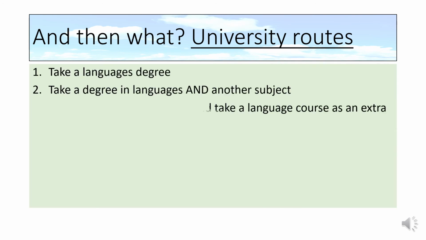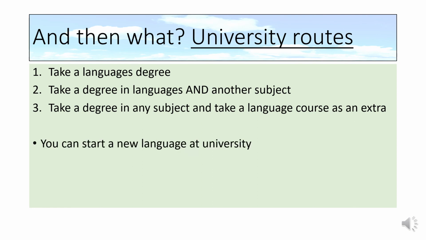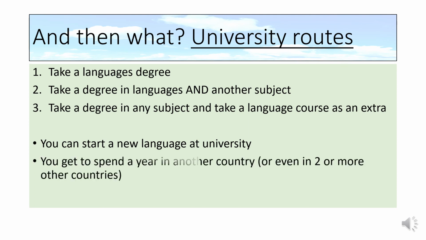You could take a languages degree. You could take a degree in languages plus another subject on top, so French and history, German and economics, there's all sorts. You could take a degree in a different subject and then have a language course as an extra add-on. Lots of universities offer that nowadays, and it doesn't have to be a language that you've done before. You could start a brand new language at university, and you could get to spend a year in another country or even two throughout your degree course.